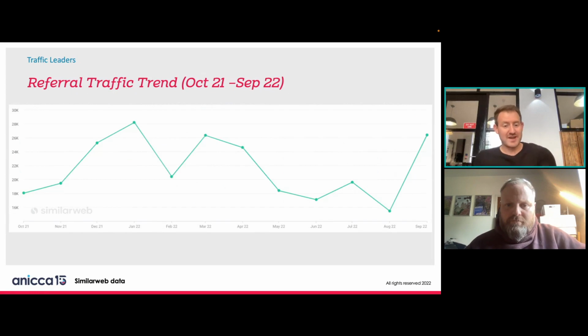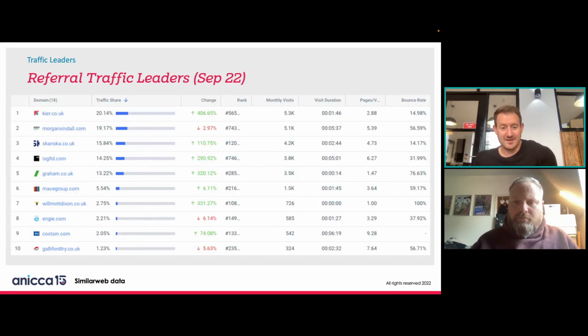Looking at referral traffic, slightly lower numbers there, only up to 28,000 in Jan. But again, what is driving that referral traffic? What channels, what platforms, what websites are these businesses advertising on or discussing their products and services on that is leading to that high amount of referral traffic in those given months? In this instance, we can actually see Kia, they've been loitering near the top in the previous two traffic leader slides, but here they are actually at the top of their game when it comes to referral traffic.